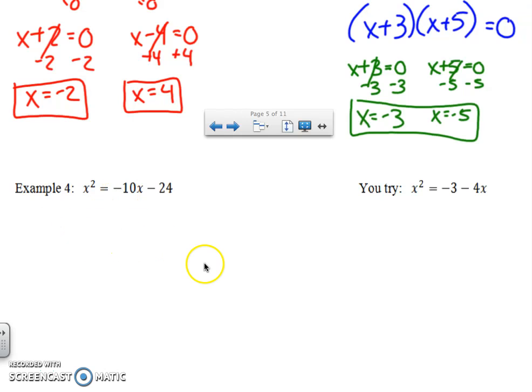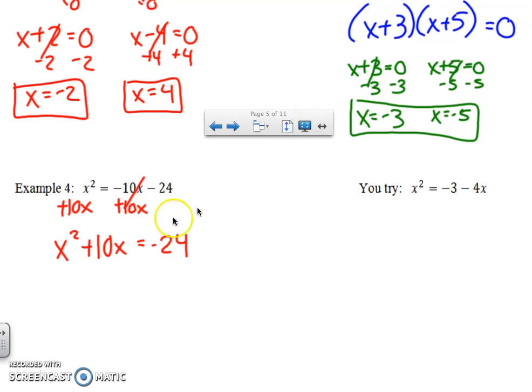Again, they all have to be on the same side. So I'm going to do 2 different ways to show you what you can do. If I want to move everything to the left, which is how I prefer to do it, I would do the opposite of a -10x to move it to the left. So then I would have x squared plus 10x equals -24.